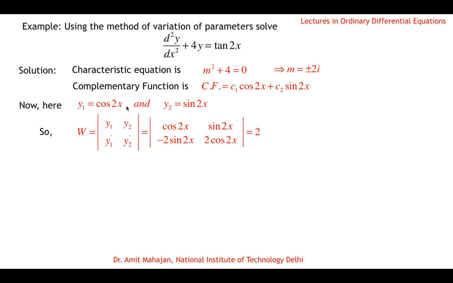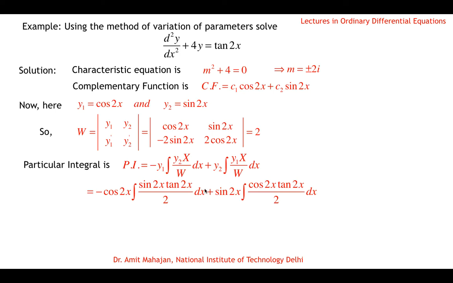And once we know y1, y2, the Wronskian, and capital X is already there, tan of 2x, then we can find the particular integral by using this formula. Okay, so we can substitute y1 as cos 2x, y2 as sin 2x, capital X as tan 2x, Wronskian is 2. Similarly in the second integral we can substitute the values, and then we can solve the integrals.